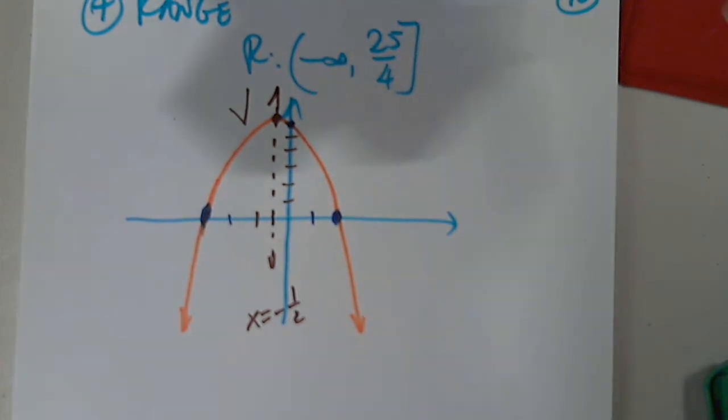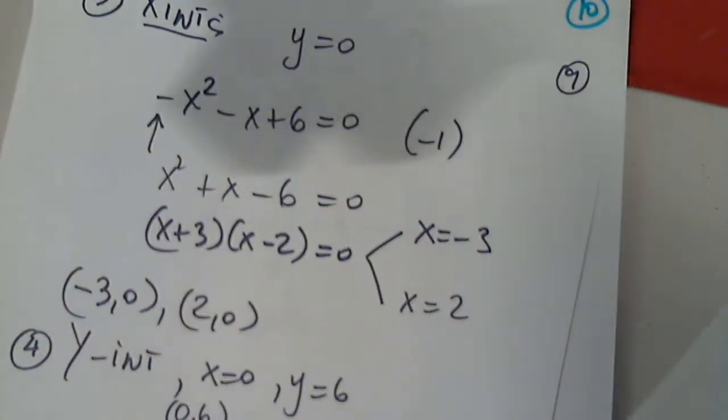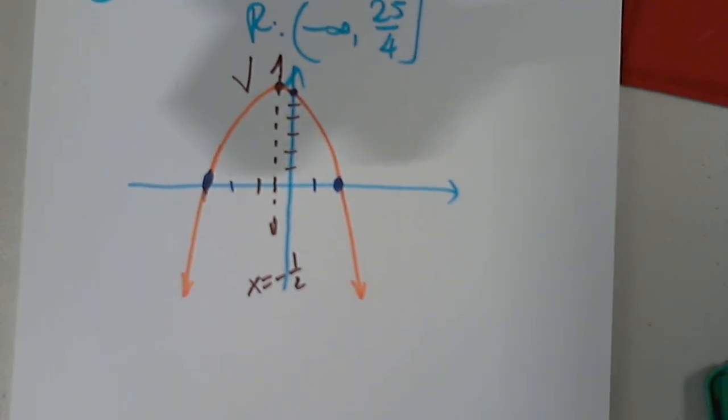When we determine everything, step by step: shape, vertex, x and y intercepts, axis of symmetry, max-min, and range. Now, I would like to make a quick comment on x-intercepts.